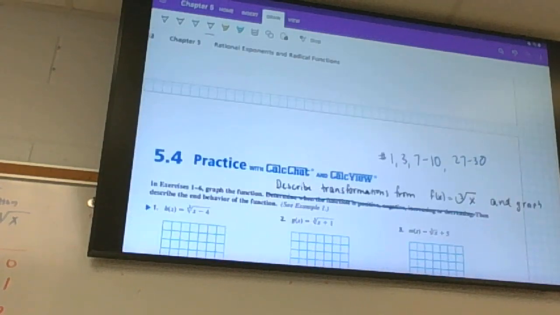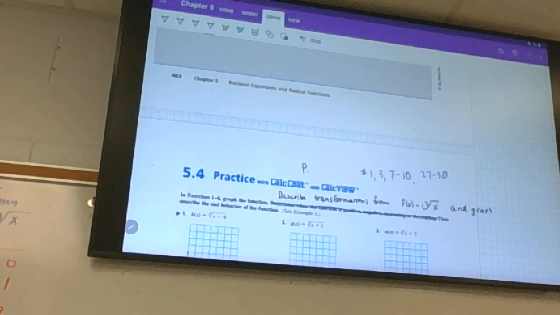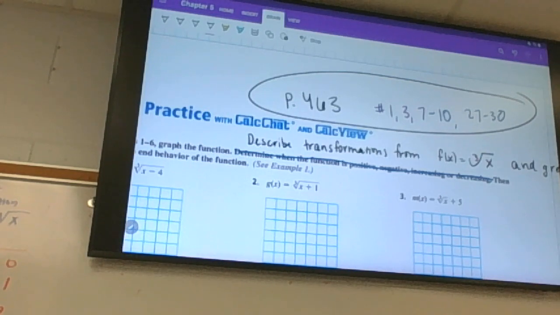This is the assignment here. It's numbers 1, 3, 7 through 10, 27 through 30. I'm astonished. It looks longer than what I normally assign. But the truth is, only 2 of these are graphs. The rest of them is just talking about shifts and moves and transformation. So it's 2 graphs, and the rest are not graphs. It does look like a lot, but if you can get your 2 graphs done before you leave here, the rest is less work.